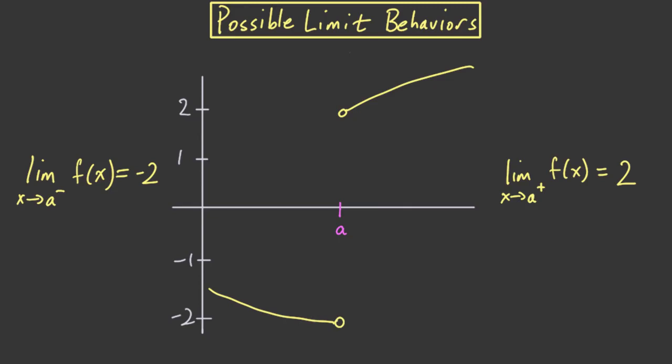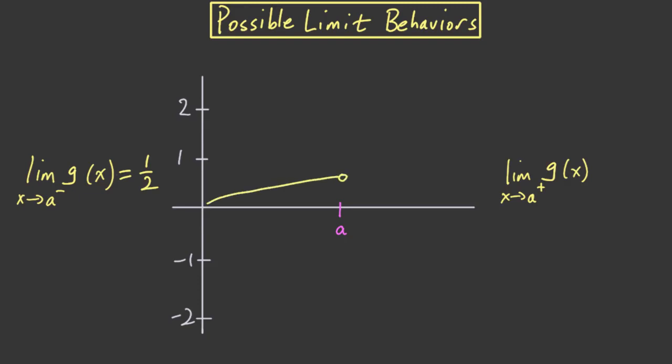But they could agree. One of the examples that you looked at was like that, and that was the function that we called g. There we had the left-hand limit equal to 1/2, so the graph would look like this, and the right-hand limit was also equal to 1/2, so the graph would look something like that.